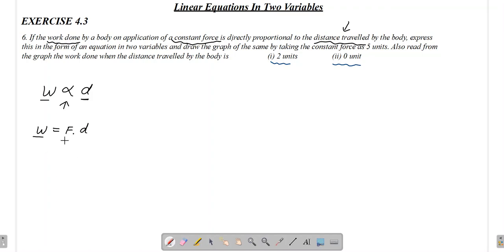So work done is equal to force into distance traveled. The question says the constant force is of 5 unit, so we'll replace this F as 5. So we'll be getting W is equal to 5D. The question says to frame the equation, so what we'll do, we'll replace this W and D by X and Y. So we'll replace W by Y and D by X. So this is our required equation.